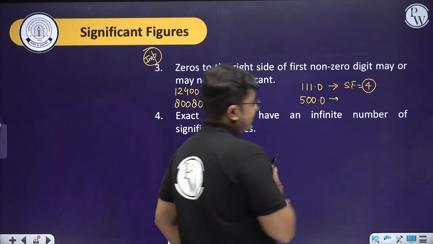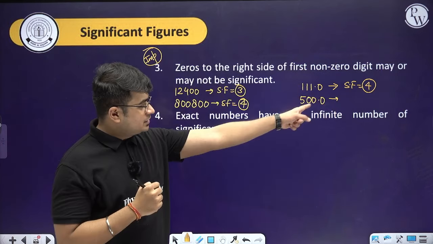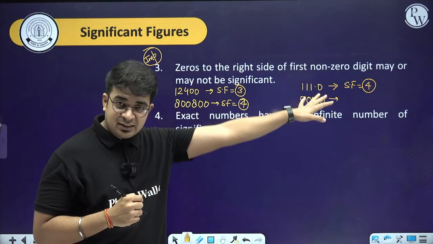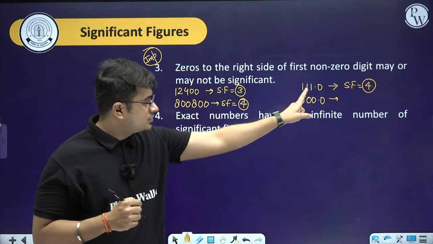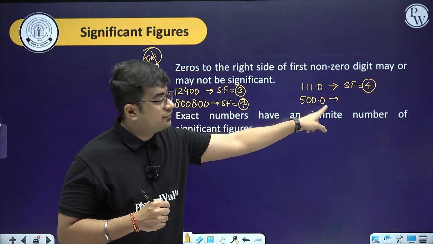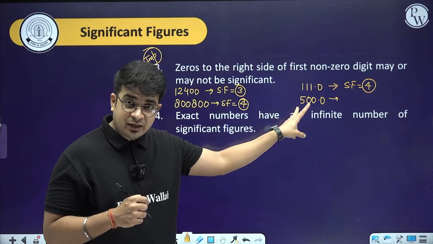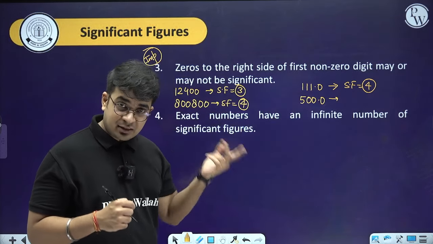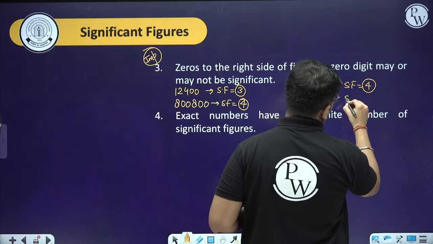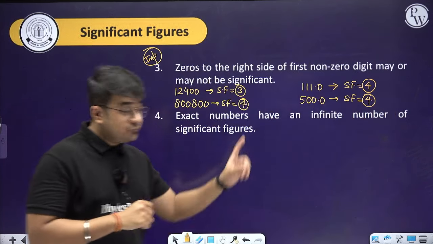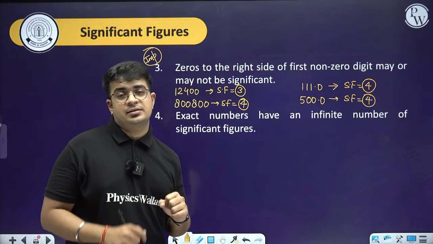Okay. So let's say I have 500.0. Very interesting question. This decimal is after a non-zero, 5 is non-zero, and after the decimal, so I have to make sure that this is significant. This is significant, this is significant. So all the zeros between two significant numbers or two non-zeros are significant. So I can say we have a total of 4 significant figures in this particular case. Very interesting scenario.